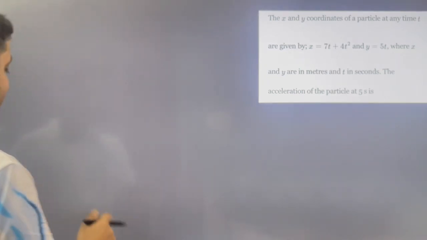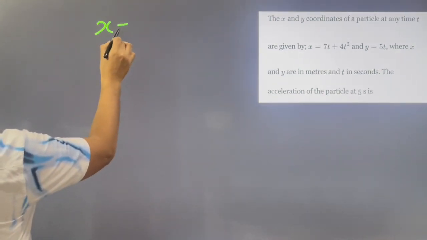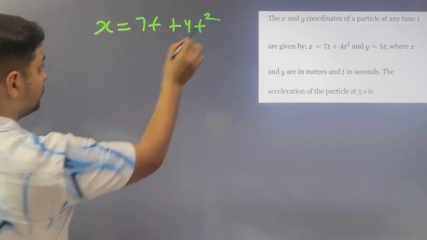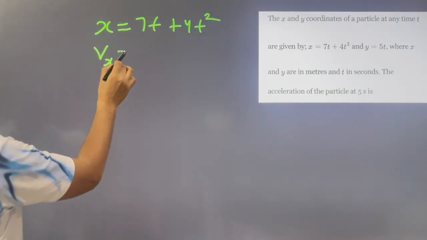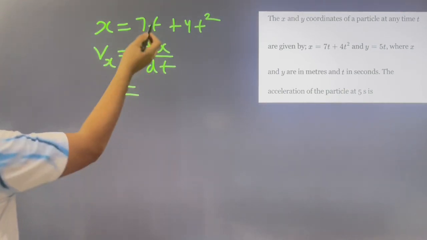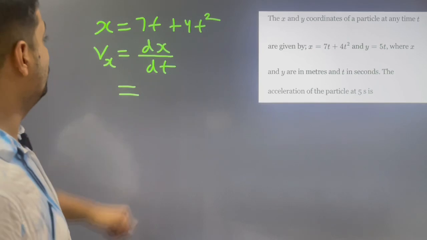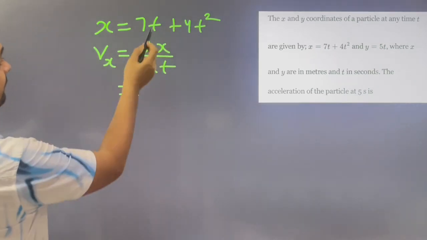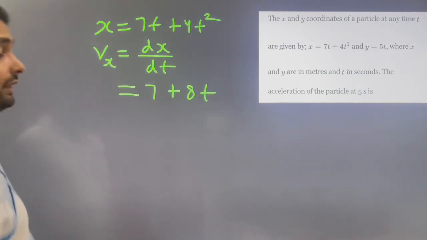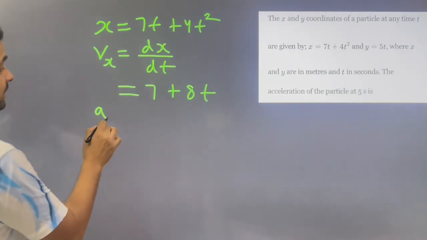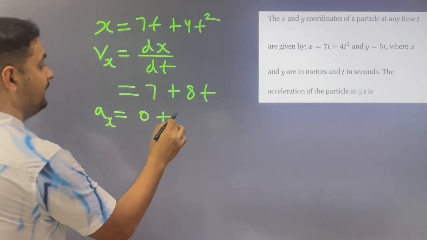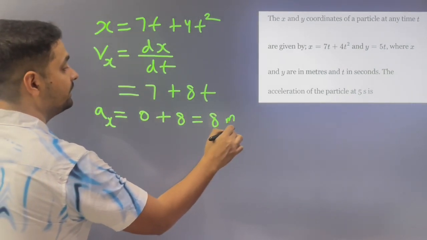Okay, so here x is given as 7t plus 4t square. First you find velocity in the x direction, that is dx by dt. You should know differentiation for finding the velocity here. When we differentiate, it comes 7 plus 8t. This is the velocity. Now we'll find the acceleration in the x direction, so one more time we will differentiate the velocity. The constant differentiation is 0 plus 8. This is 8 meter per second square.